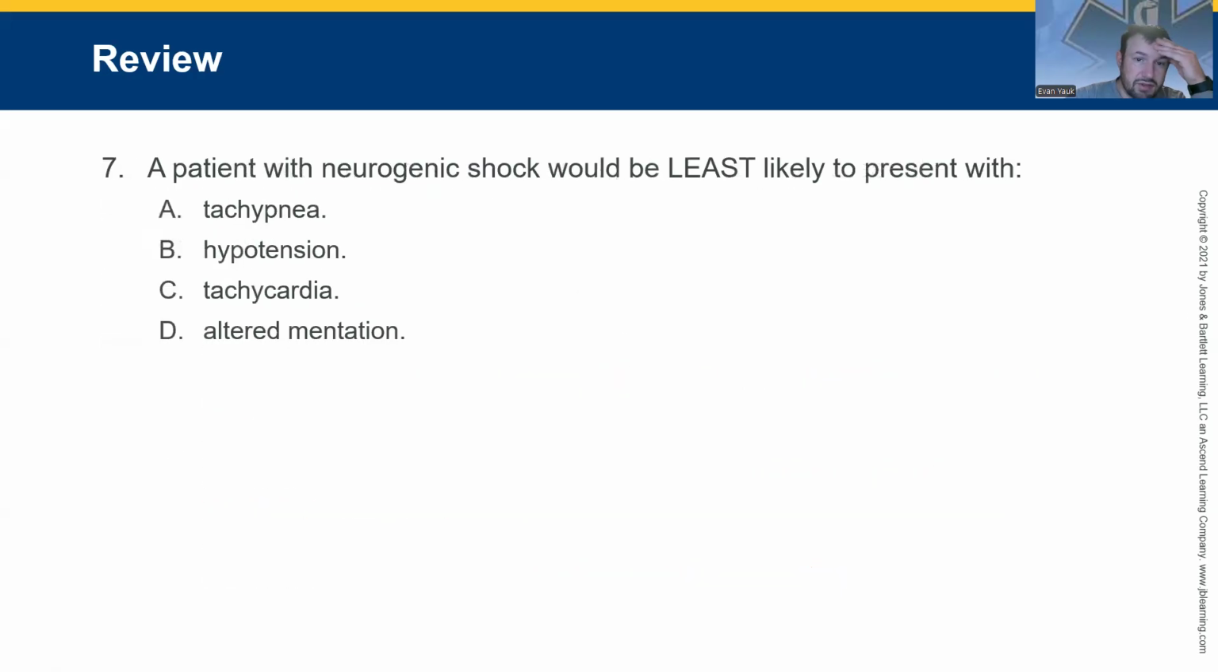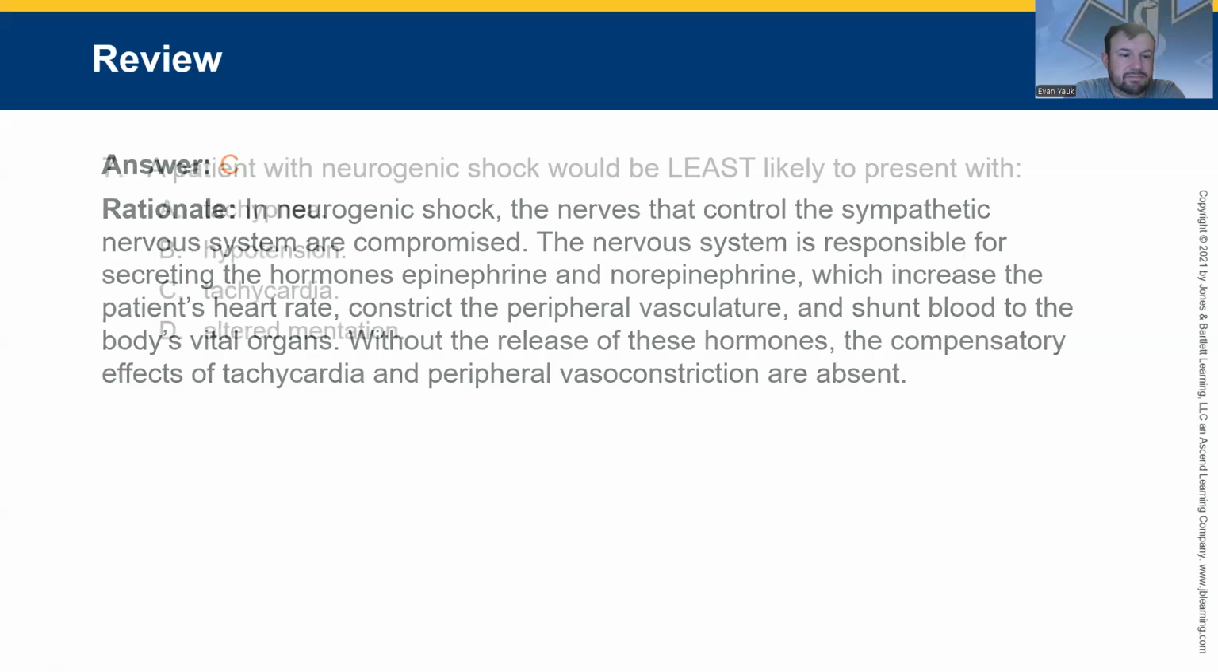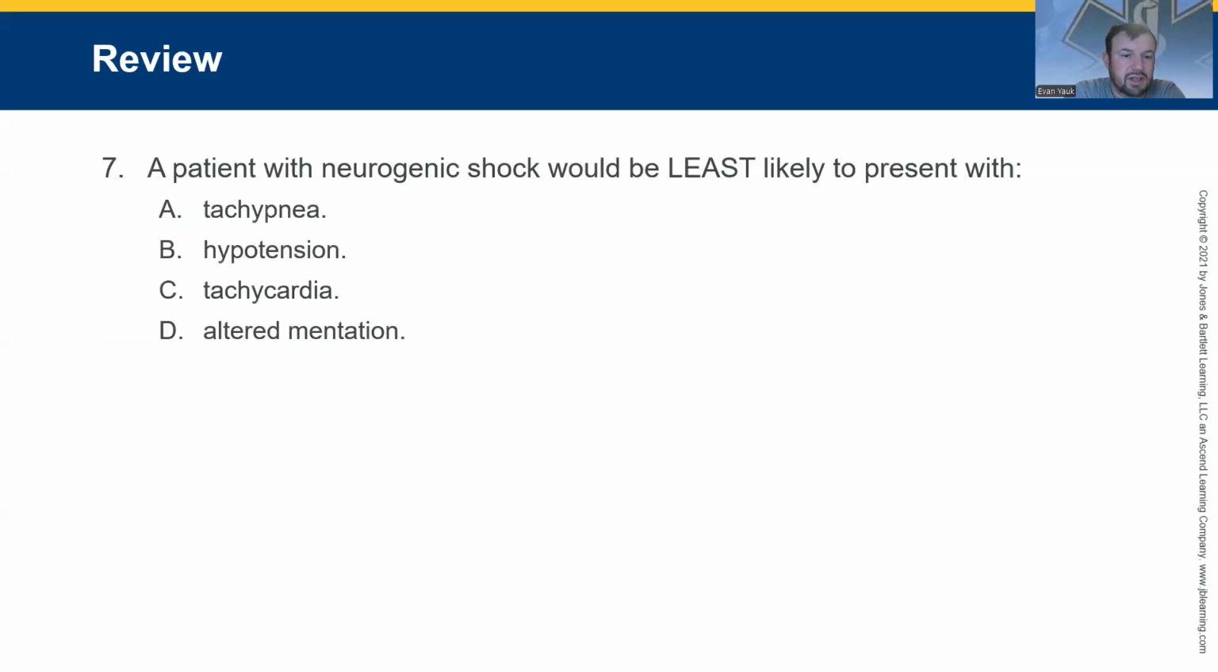A patient with neurogenic shock would be least likely to present with... so neurogenic. This is the you receive bad news and pass out. You get frightened and you pass out. This is that one. So they are least likely to present with... C, tachycardia, elevated heart rate.